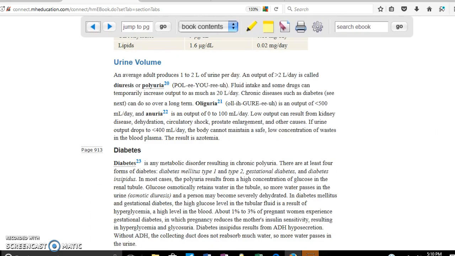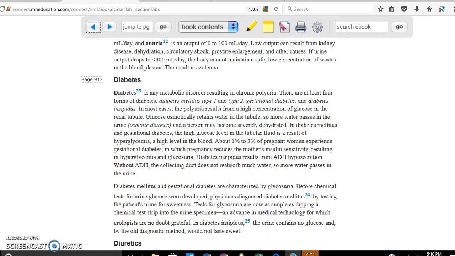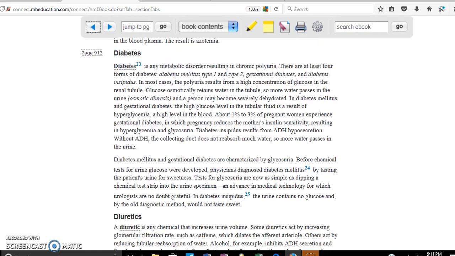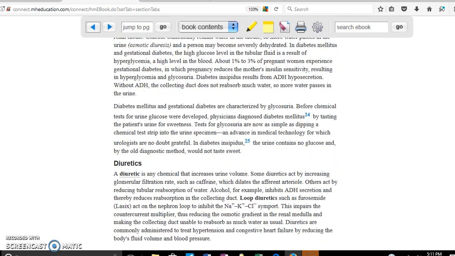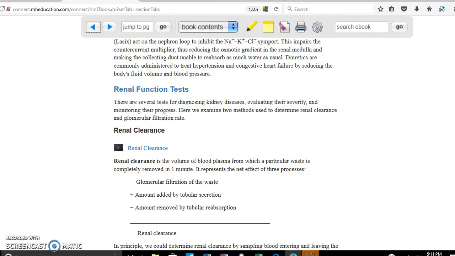Urine volume is approximately 1 to 2 liters per day. We already covered that. Diabetes, you find glucose only if there's too much glucose in your blood. They cannot be reabsorbed. Renal function test is to verify and to see the function of your kidneys, which is going to be decreased in the case of diseases.